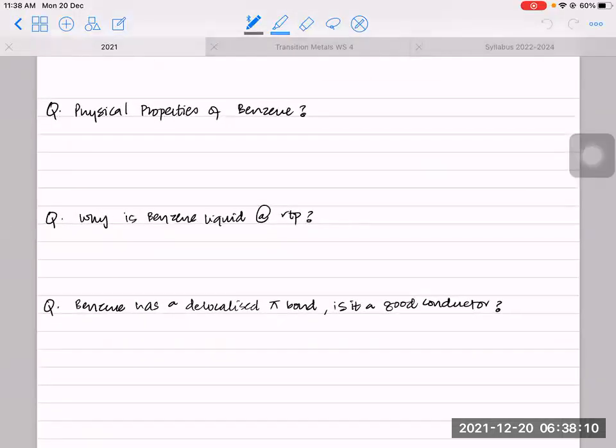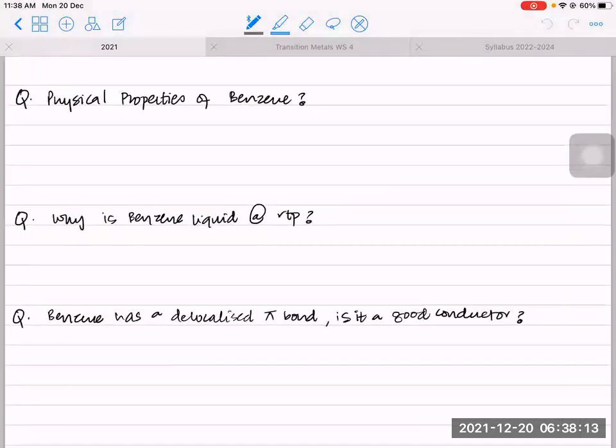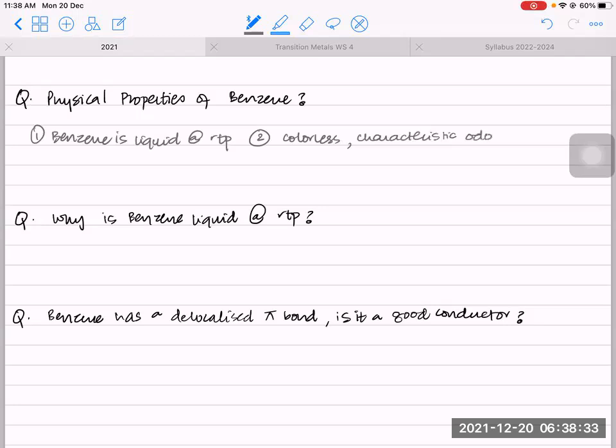All right. Now let's see the physical properties of benzene. The first is that benzene is a liquid at RTP. Then benzene is a colorless liquid with a characteristic odor. That's why we call them aromatic, because it has a specific aroma. Then the molecule of benzene is non-polar, and since it is non-polar, it is insoluble in polar solvents, or insoluble in water.